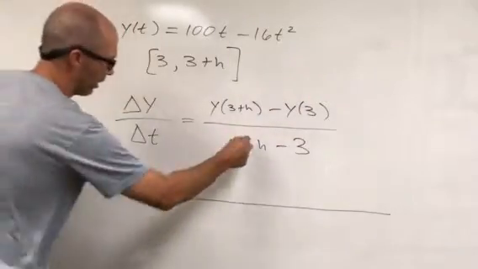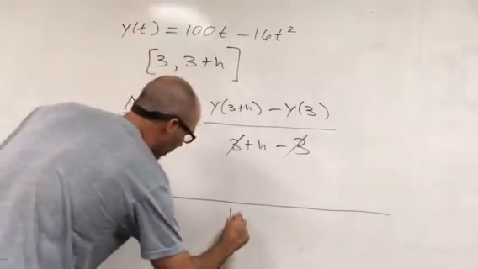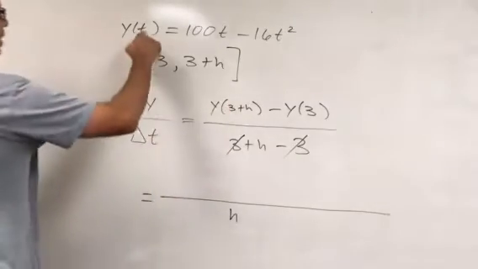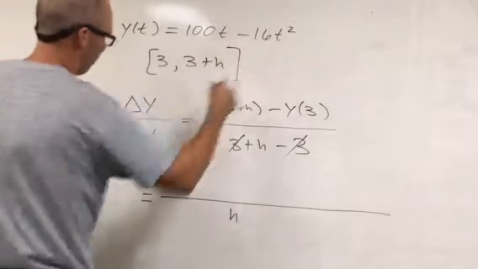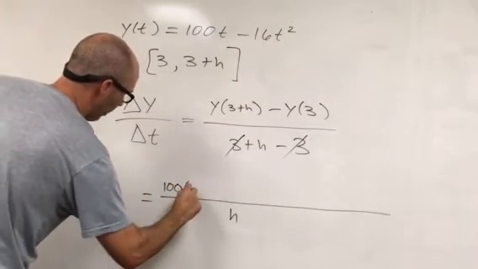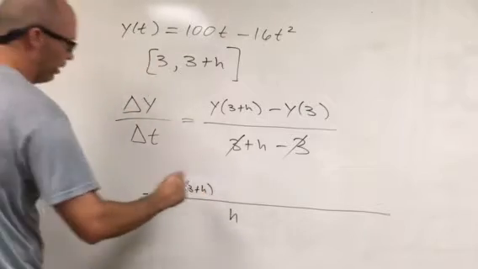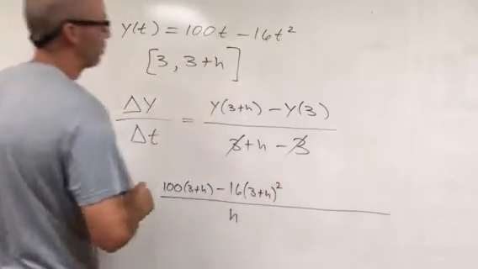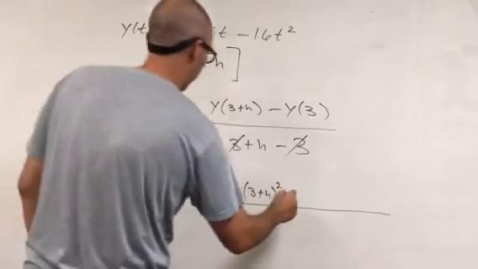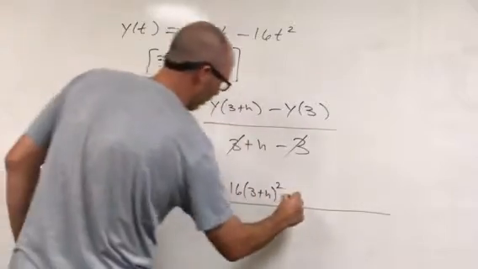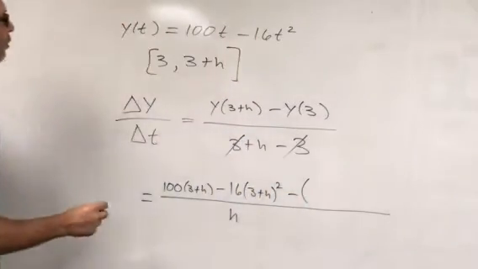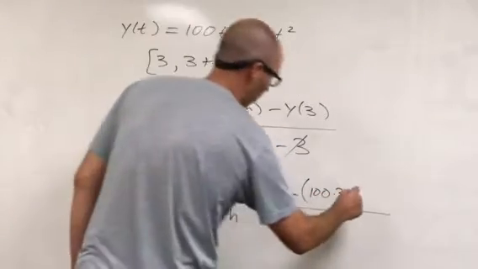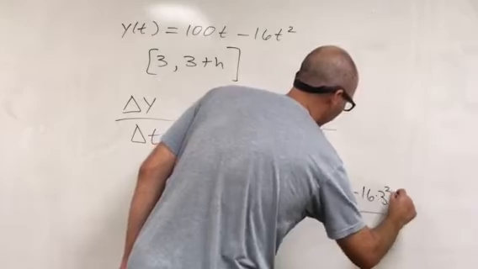So the first thing you'll notice is the 3's cancel there. That leaves an h on the bottom. All right, so y of 3 plus h, that's plugging a 3 plus h in here for each of these t's. So you have 100 times (3 plus h), minus 16 times (3 plus h) squared. That's exactly this piece right here, minus y of 3, so that's 100 times 3 minus 16 times 3 squared.